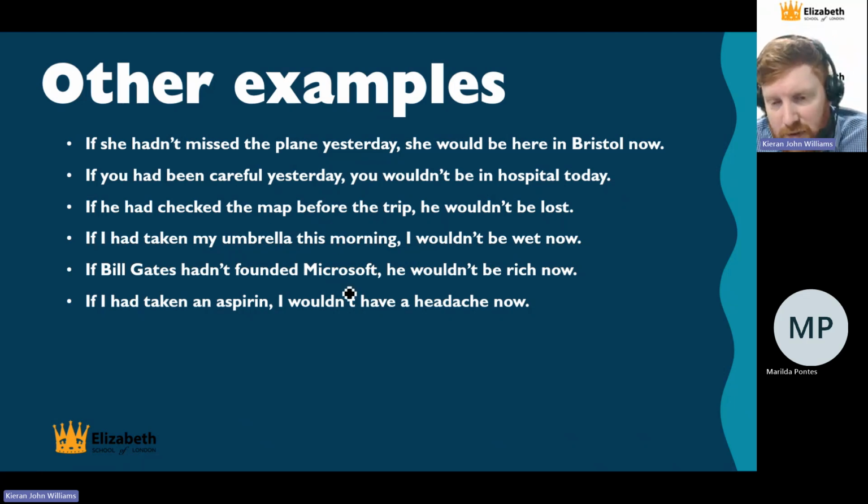So let's have a look at some other examples that could make this concept easier to understand. Okay, so if she hadn't missed the plane yesterday, she would be here in Bristol now, today. So what we know is that she did miss the plane yesterday. She is not here in Bristol, but we are imagining that it is unreal. If she did not miss the plane, she would be in Bristol now.